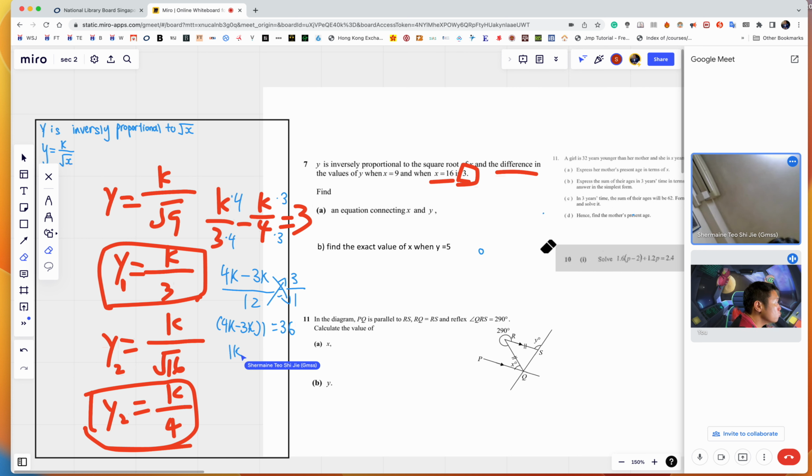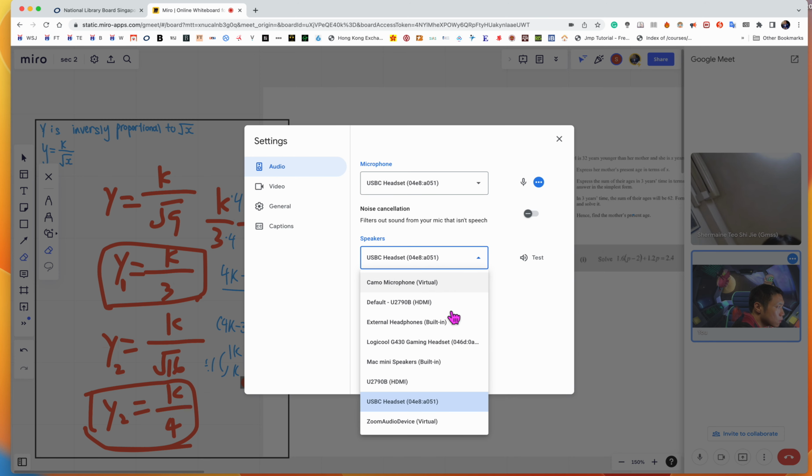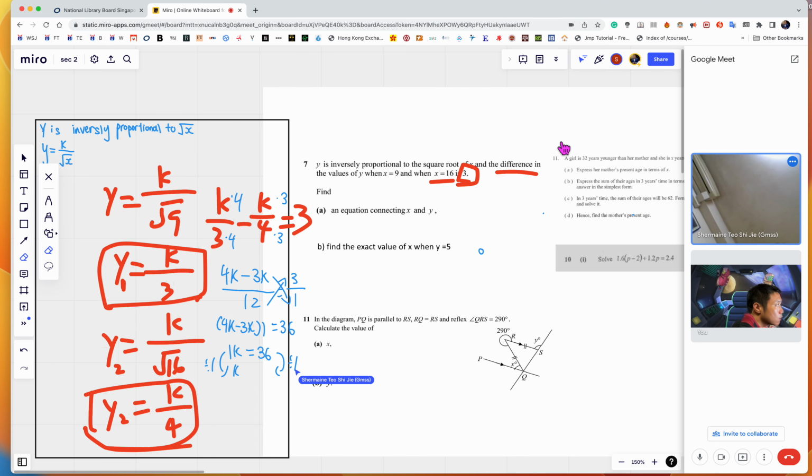If you can do the bracket, you do the bracket first. Clear or not? So k equals 36. Okay, good. Then you can do part A. What's the part A answer? Can you write the part A answer here?